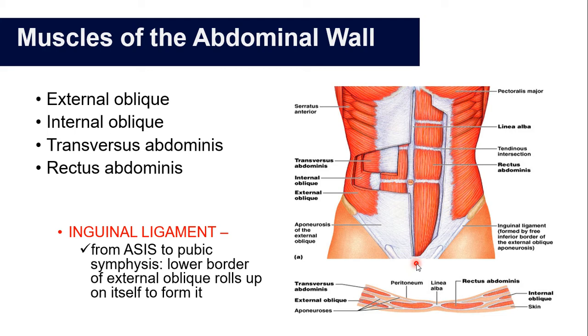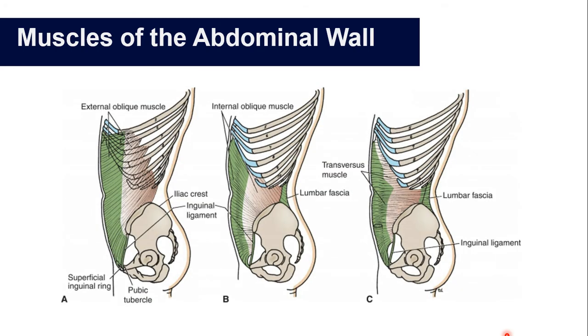So it actually is formed by the lower border of your external oblique muscle right here, and rolls up on itself to form the inguinal ligament. So from the external oblique muscle, it will roll up from the axis and then to the pubic symphysis and form the inguinal ligament. So here is another picture of our muscles of the abdominal wall.